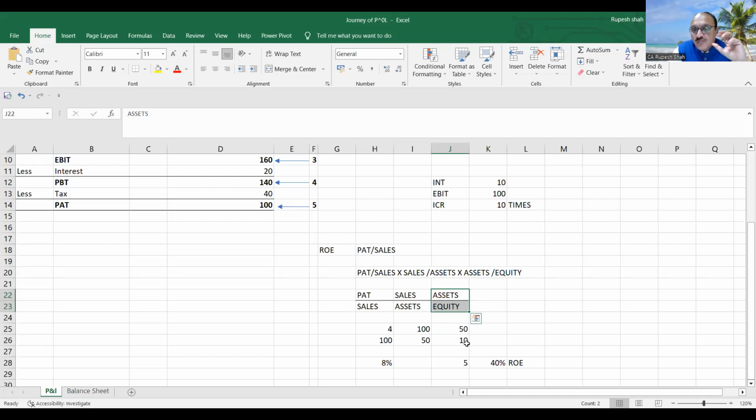And these three, multiplication will drive your ultimate returns. So you might have a low margin company but a high return on equity company, and vice versa. So that is driven by these three buckets. I hope I have answered your query.